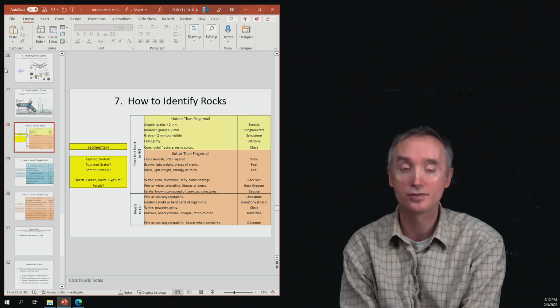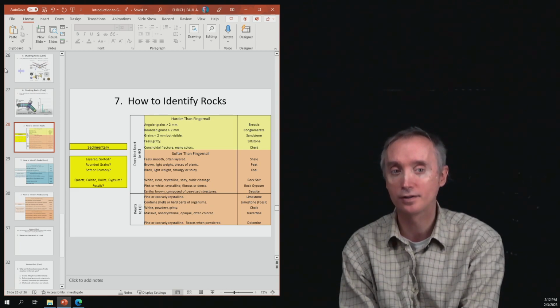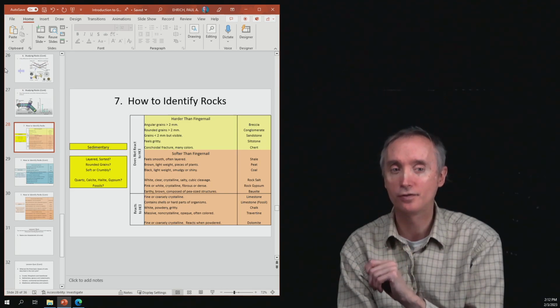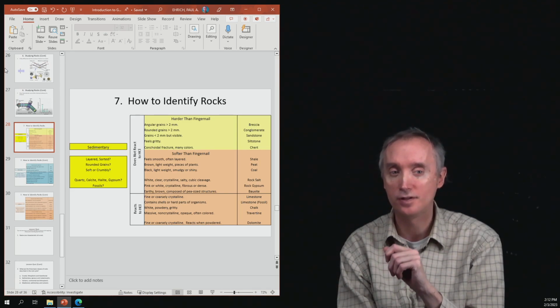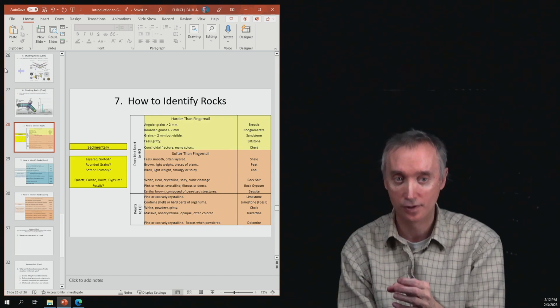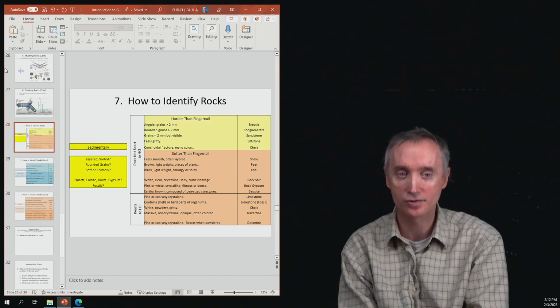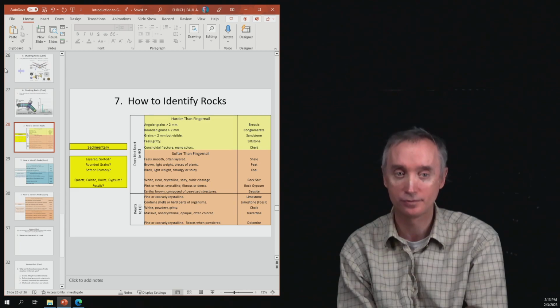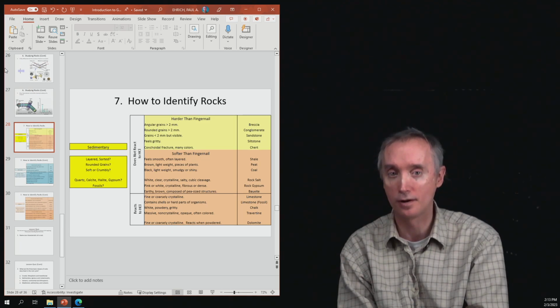Okay, another thing is look for layers. So if you got layers in your rock. Now, remember the difference: you can see layers in a metamorphic rock, but they're going to look like crystalline layers, whereas these kinds of layers are going to be layers of sand or something like that. So there is a difference in the layering. So look for layers, and if you see layers in the sample, it's a good chance it's a sedimentary rock.